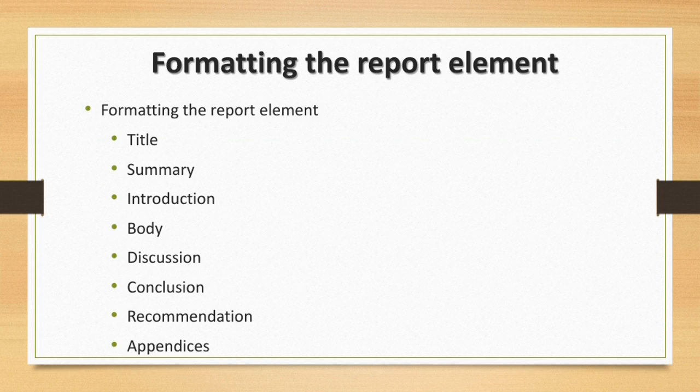So the next step would be formatting the report elements. Formatting the report elements would include the title, summary, introduction, body, discussion, conclusion, recommendation, and appendixes. To keep your report organized and easy to understand, there is a certain format to follow, and this report writing format will make it easier for the reader to find what he or she is looking for. And remember to write all the sections in plain English except the body, which can be as technical as you need it to be.